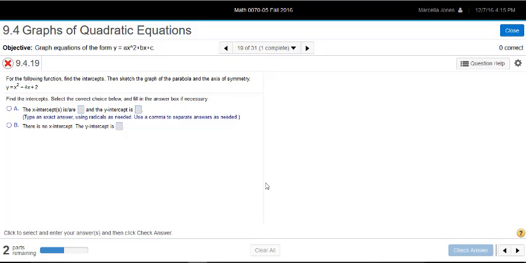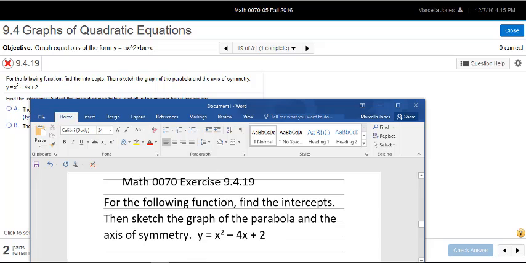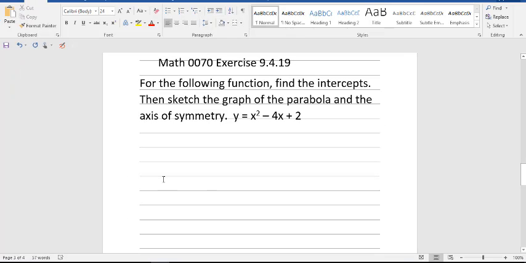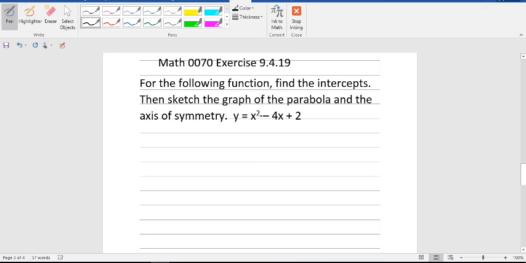Let's take a look at exercise 19 from the text in section 9.4. This is actually problem 10 on this required section 9.4 homework. So we want to graph the parabola y equal x squared minus 4x plus 2. We want to find the intercepts. We want to sketch the parabola and the axis of symmetry.